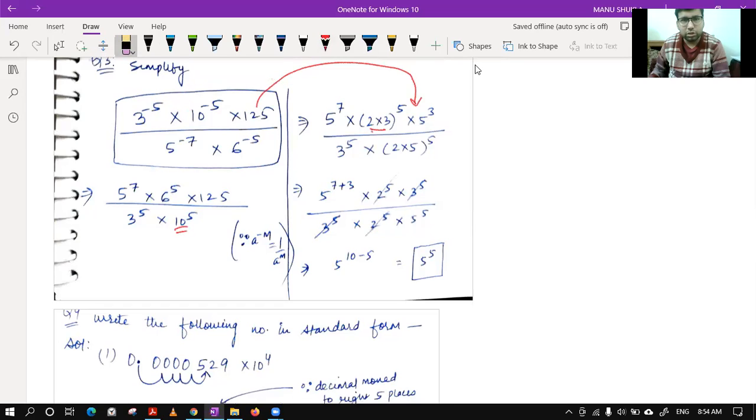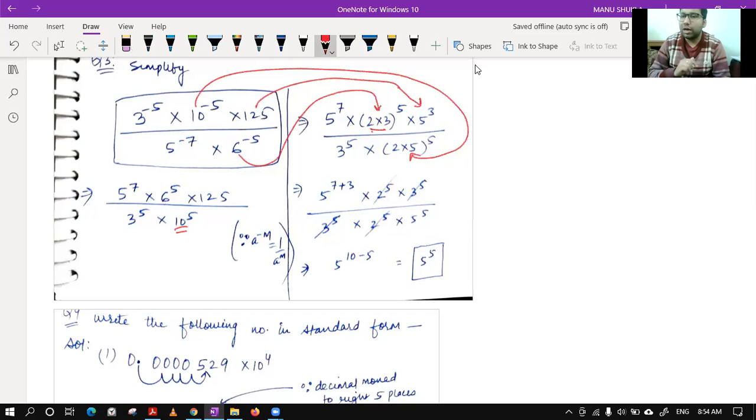By mistake, I have shown the wrong arrow. The 10 is written like this, 2 into 5 in bracket. This 125 is written as 5 power 3. Similarly, this 6 is written as 2 into 3. So I am trying to write all the composite numbers as prime numbers, and then I am just simplifying using the laws of exponents. So it depends how we are proceeding to make the questions easy. Okay. If you depend more on the formulas, that will be easier for you to find the answer.